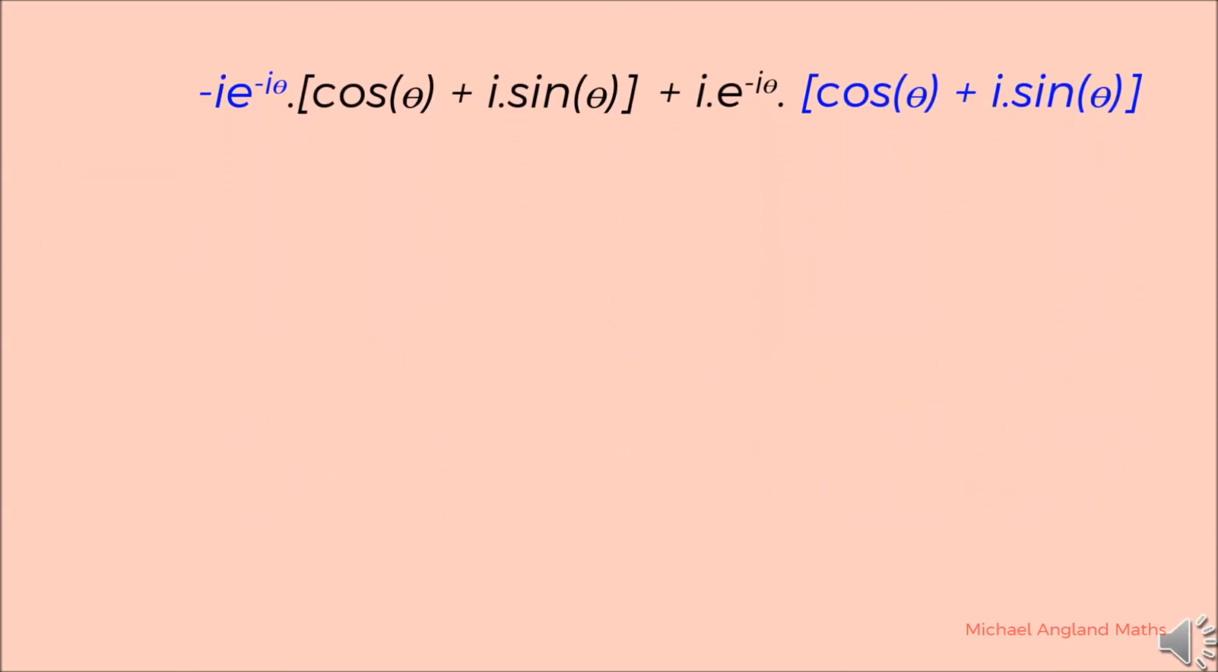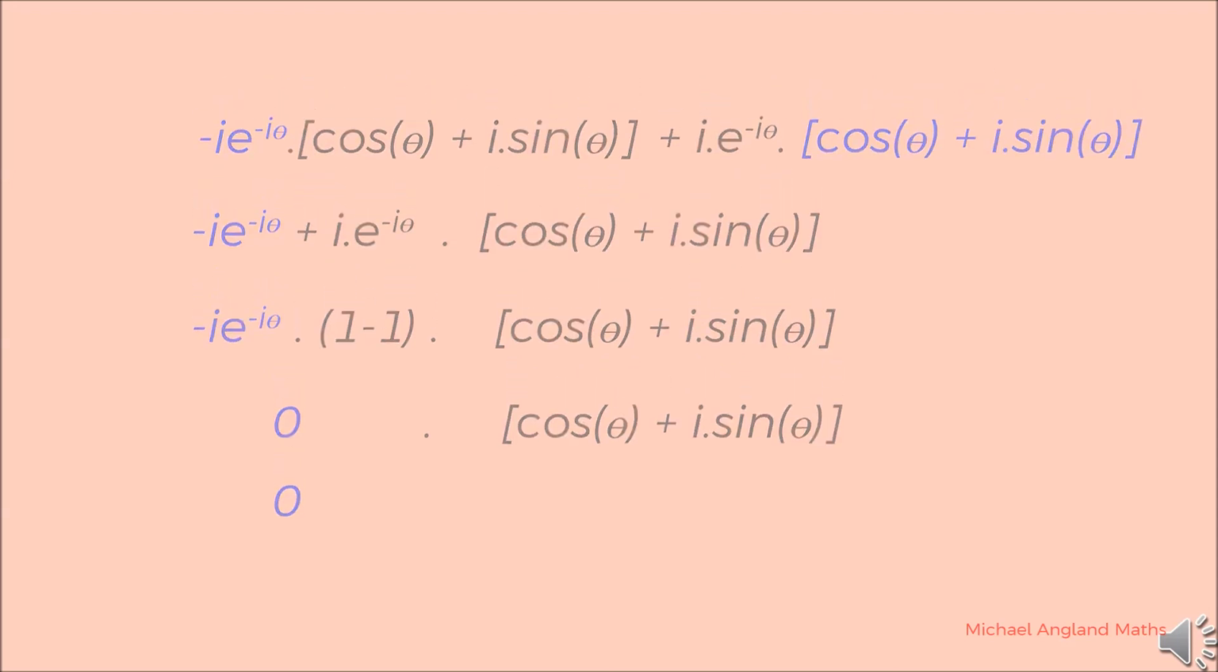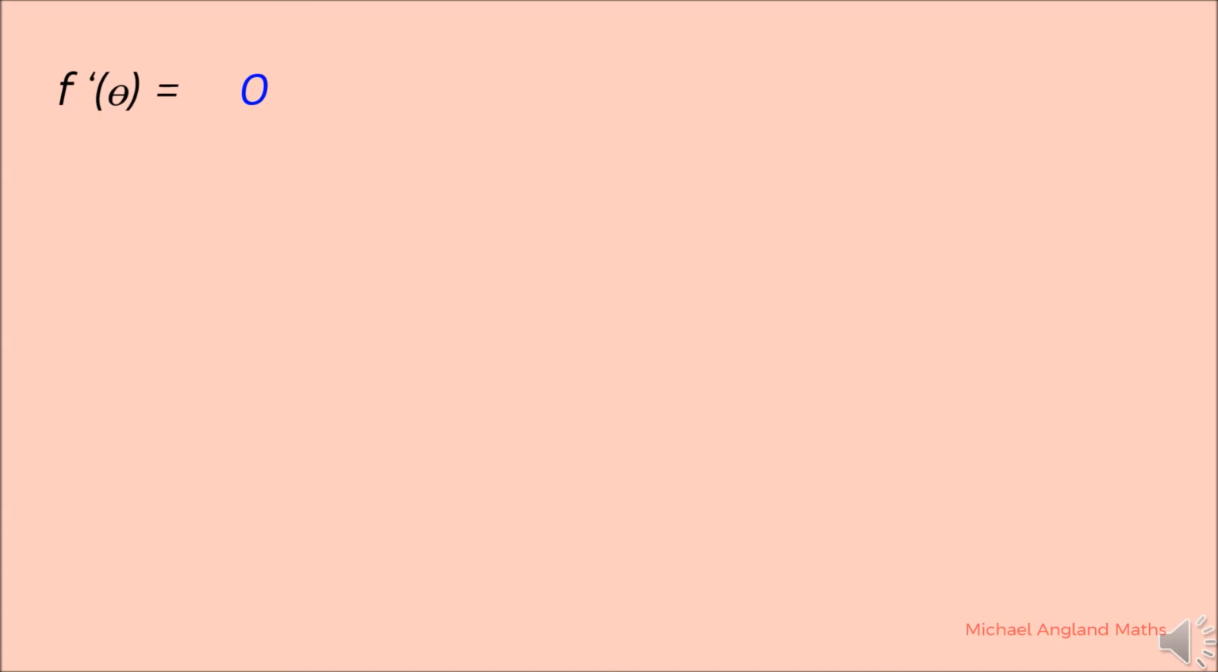So we've almost finished. If you look at this now, you'll recognize we have a common factor in this expression, which is cos θ plus i sin θ. On the left-hand side, the coefficient is minus i e to the minus iθ. On the right-hand side, the coefficient is i e to the minus iθ. Those two cancel each other out. So what we in effect have in the second line is negative some quantity plus positive some quantity, thereby in the third line giving, if we factor minus i e to the minus iθ out of it, 1 minus 1. So we have 0 times (cos θ + i sin θ) equals 0. So that shows us that f'(θ) is equal to 0.